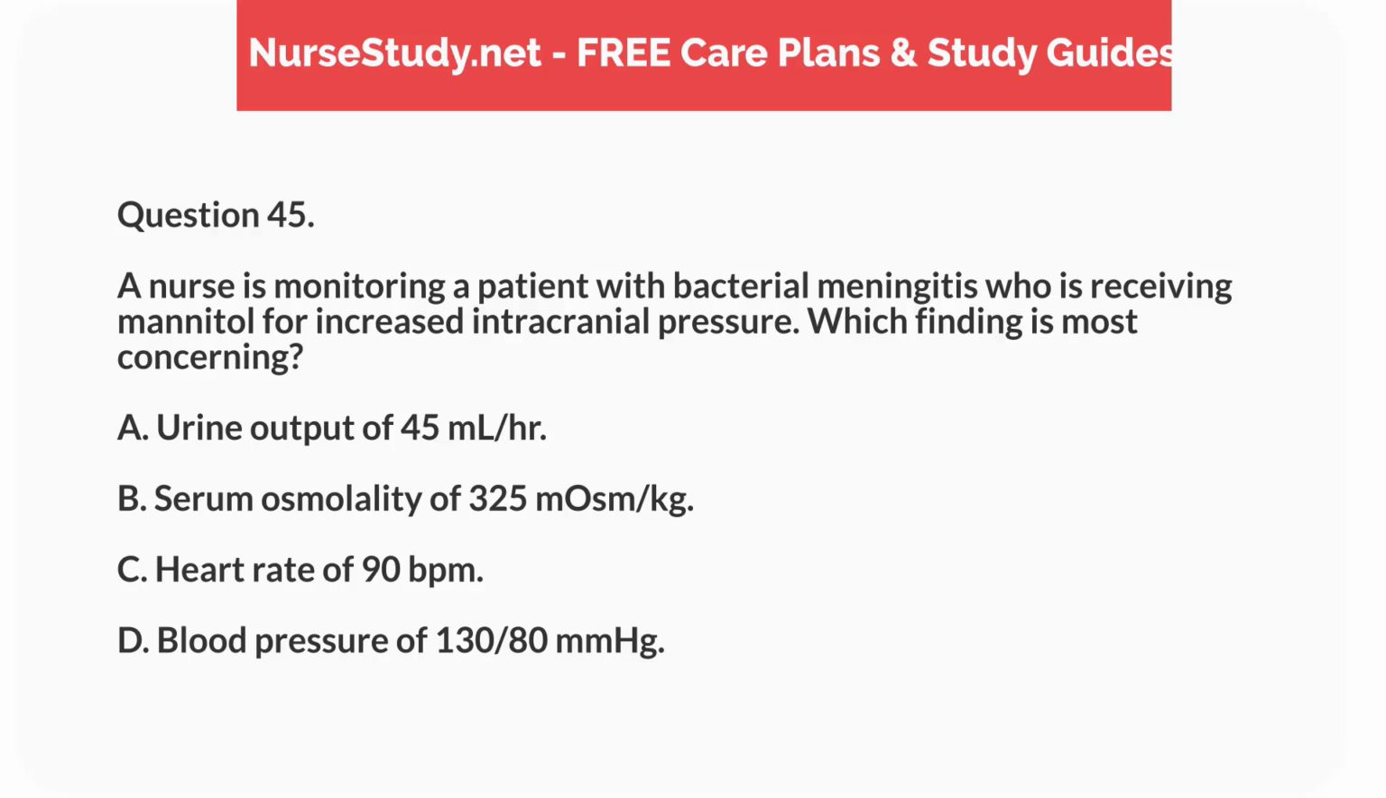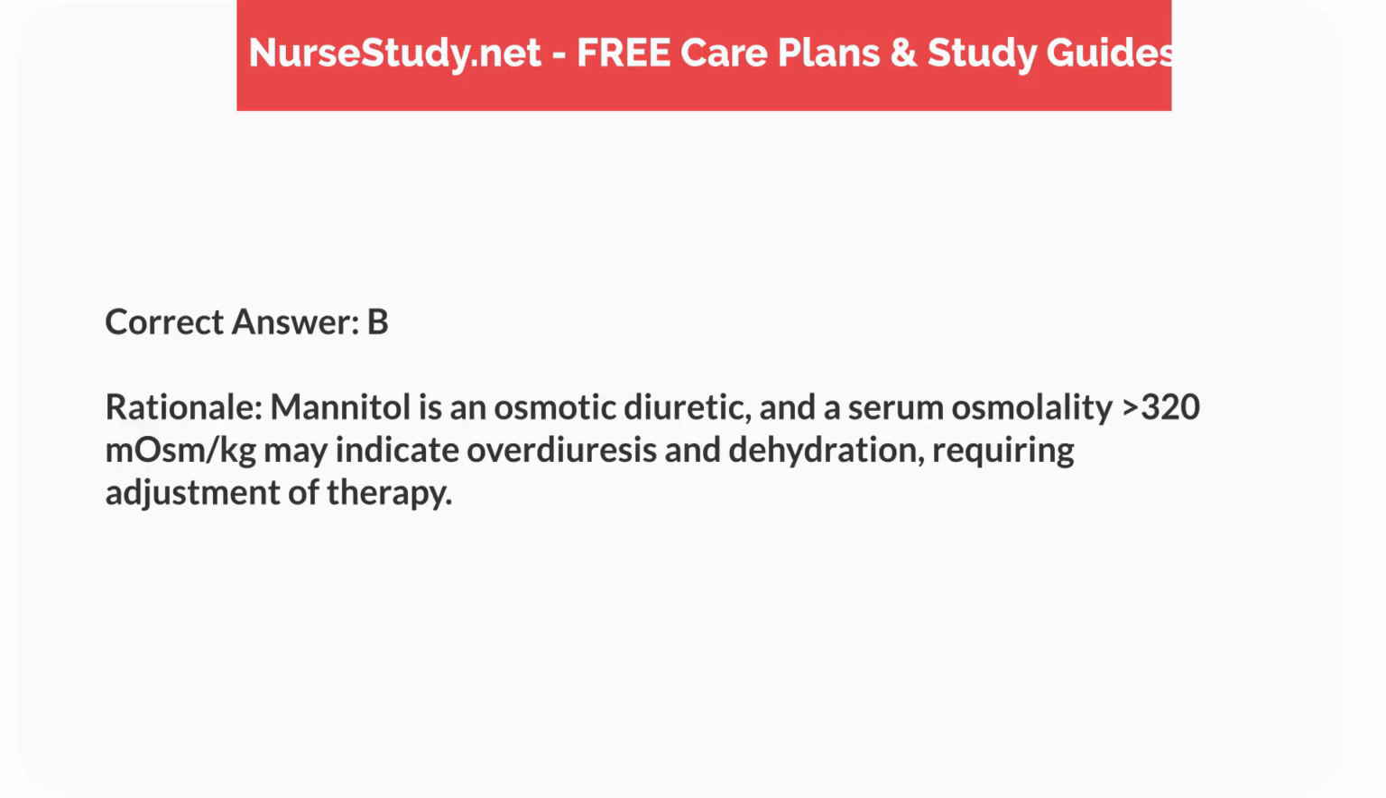A. Urine output of 45 milliliters per hour. B. Serum osmolality of 325 milliosmoles per kilogram. C. Heart rate of 90 beats per minute. D. Blood pressure of 130 over 80 millimeters of mercury. Correct answer, B. Rationale: mannitol is an osmotic diuretic, and a serum osmolality greater than 320 milliosmoles per kilogram may indicate overdiuresis and dehydration, requiring adjustment of therapy.